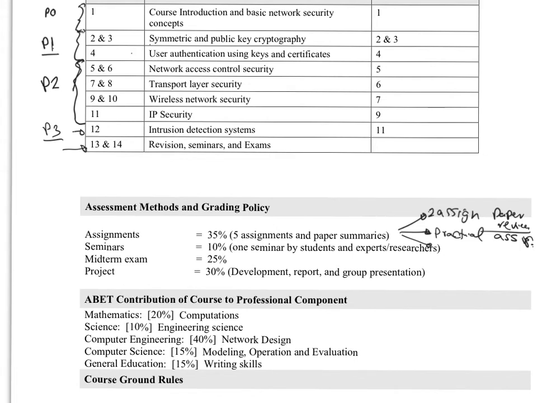Phase three, of course, is where you have to deliver all the components of the project, the implementation, the report, and you have to do a presentation where you have to present all your findings of that project. Okay, any questions so far?